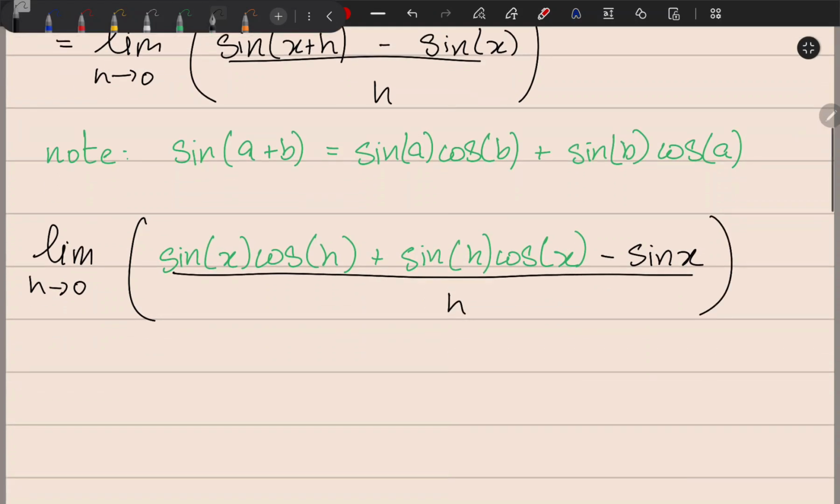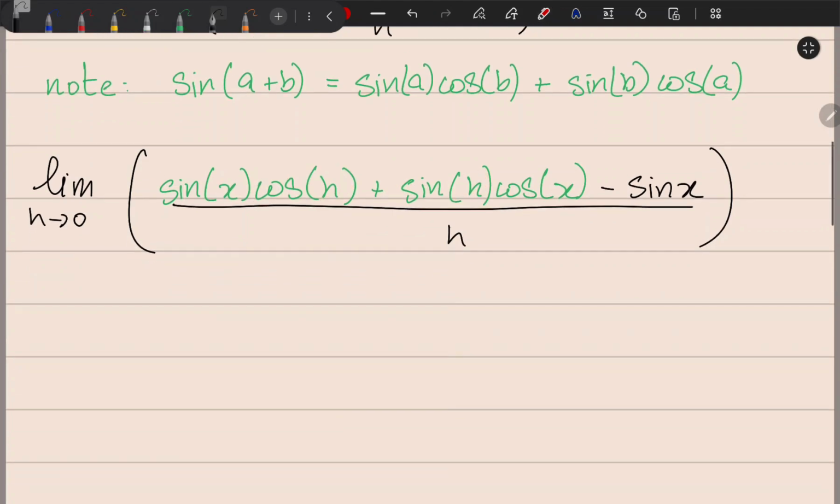All right. Okay, so now look here, we need to see the trigonometric ratios that are being affected by h, namely the cos h and the sine h. So we need to figure out what the values of cos h and sine h are. So let me just write these separately. So the limit as h approaches 0 of sine h is equal to h.